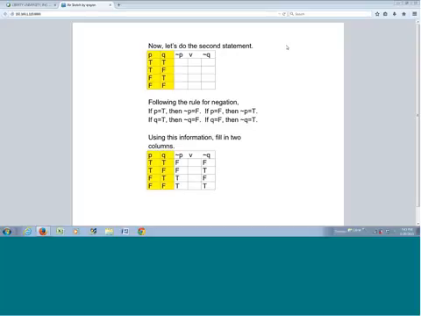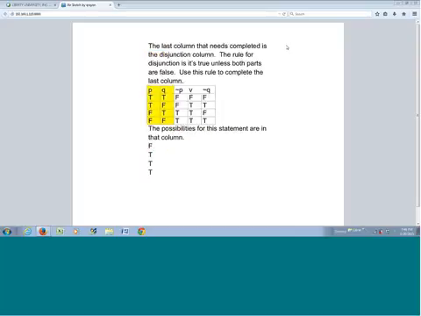Okay, so we're going to do this with the second statement now. We have a negation of P column. We have a negation of Q column. And so if P is true, negation of P is false. If P is false, negation of P is true. If Q is true, negation of Q is false. If Q is false, negation of Q is true. And so I use that information to fill in the columns. And now I just need to fill in the last column, which is that column right there with the disjunction. And to do that, we're going to follow the rule for disjunction, and the rule is it's true unless both parts are false.